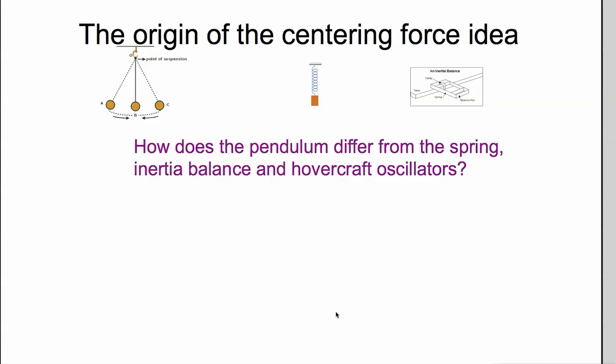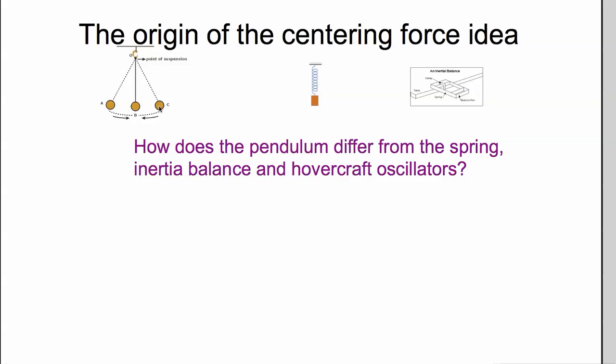All right, so where did the idea of centering force come from? Well, we had noticed that the mass affected the period of the spring oscillator. The mass of the inertia balance affected its period, and the hovercraft also. But when we got to the pendulum, we noticed that increasing the mass on the pendulum didn't affect the period. And our oscillator model therefore failed to explain one of our observations.